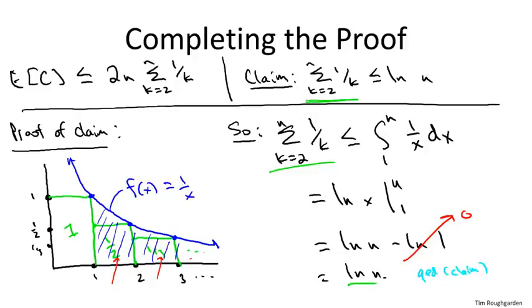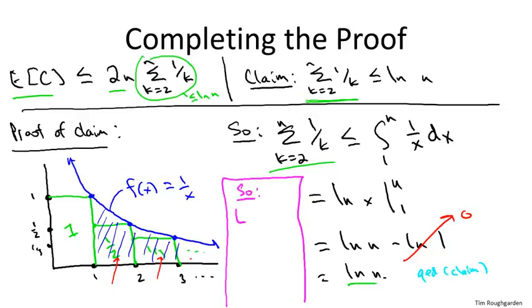We've got that the expected number of comparisons is at most 2n times this sum, which is at most log n. Putting it all together, we find that the expected number of comparisons that Quicksort makes on an arbitrary input of length n is 2 times n times the natural log of n. So that would be big O of n log n with quite reasonable constants.